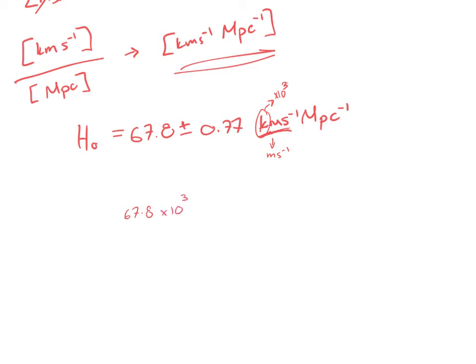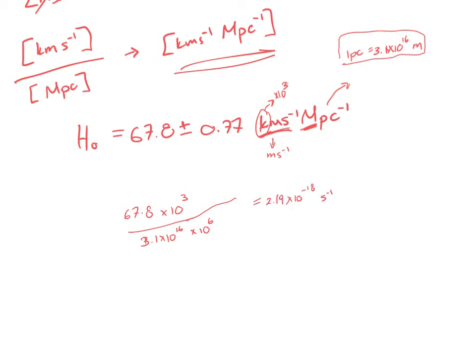And then you divide it by what 1 megaparsec is. We are already given what 1 parsec is in meters, so you also need to take into account the mega. So that's going to be divided by 3.1 times 10 to the 16, times 10 to the 6 for the mega. Okay, so once I do that, I get 2.19 times 10 to the minus 18 per second for Hubble's constant in terms of SI units.